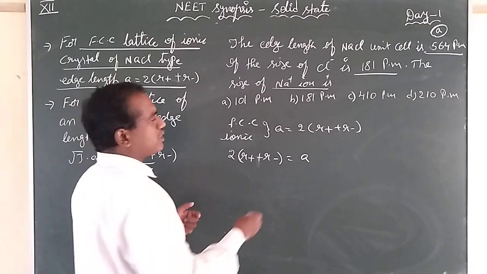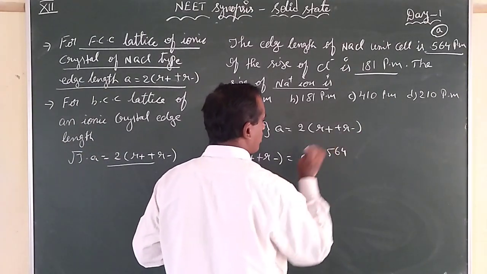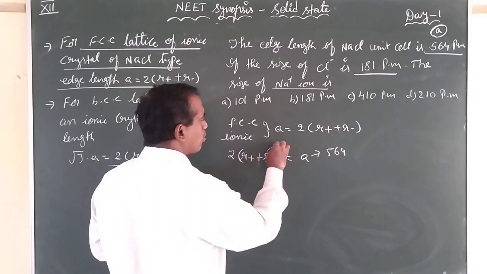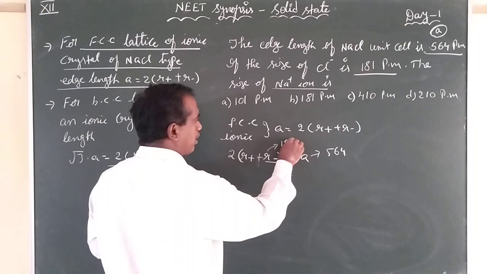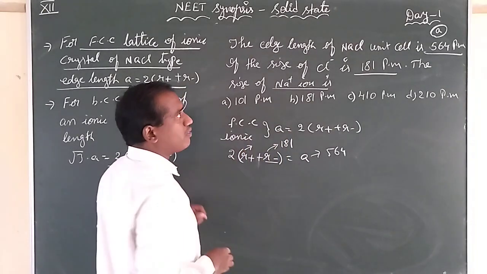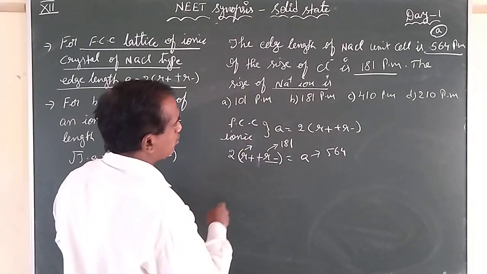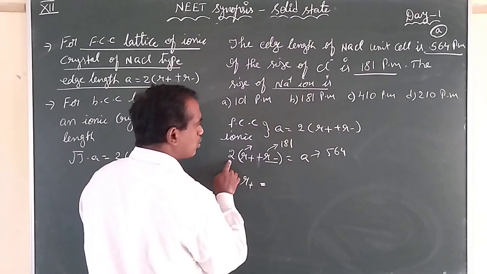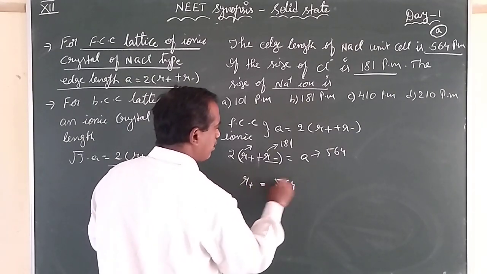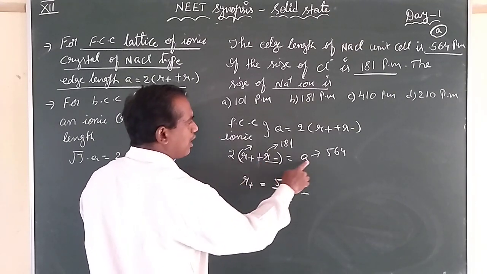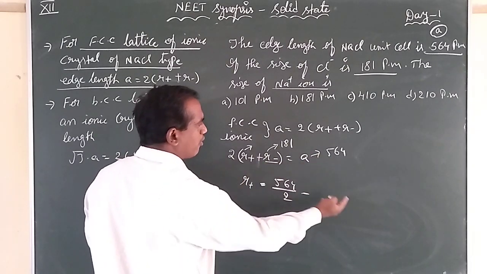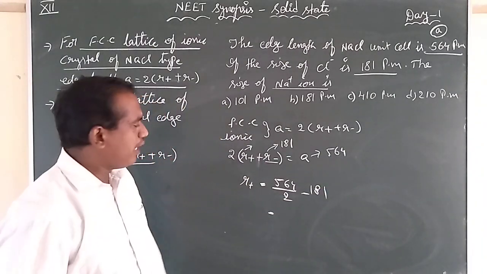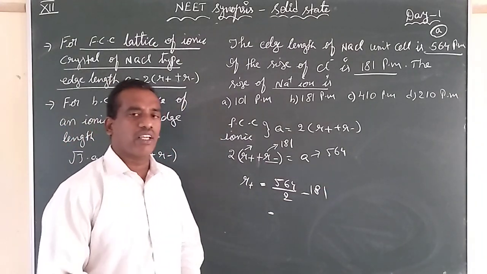We know the edge length. How much is the edge length here? Edge length is 564 picometers. And the radius of chloride ion we also know. How much is the radius of the chloride ion? It is 181. What we don't know is the radius of the sodium ion. So the radius of the sodium ion is equal to, bringing the 2 over, 564 by 2 minus this r value, which is on the right side and is getting subtracted, 181. So you get it done and find the correct option in the given options.